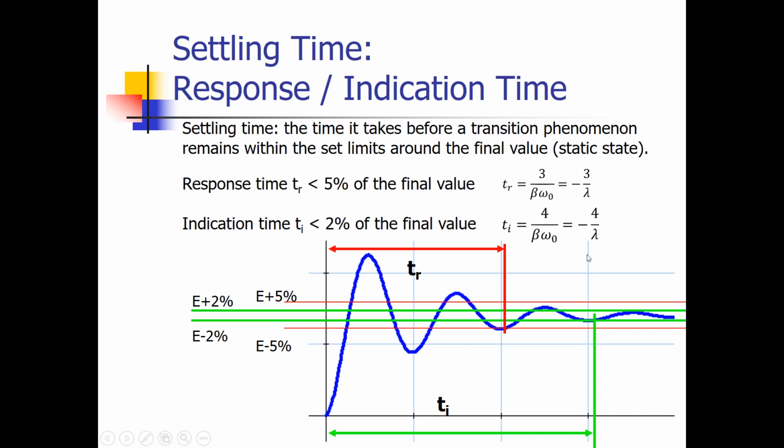So again, when you know the location of the poles, you can calculate the overshoot, you can calculate the settling time, and you can calculate the peak time at which the overshoot occurs. Well, I know that was a lot of information about the second order system, but it's a system which is often used in control systems and in mechatronic systems.